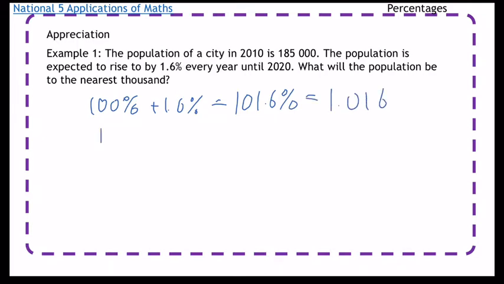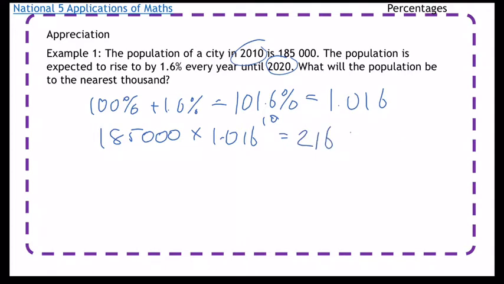So then take 185,000, times it by the multiplier, and then do it to the power of how many times we're doing it. So we're going from 2010 up to 2020, so that's 10 years. So it's the power of 10. Okay, that gives me 216,823. And then what I want to do is just write it to the nearest 1,000, so 217,000.